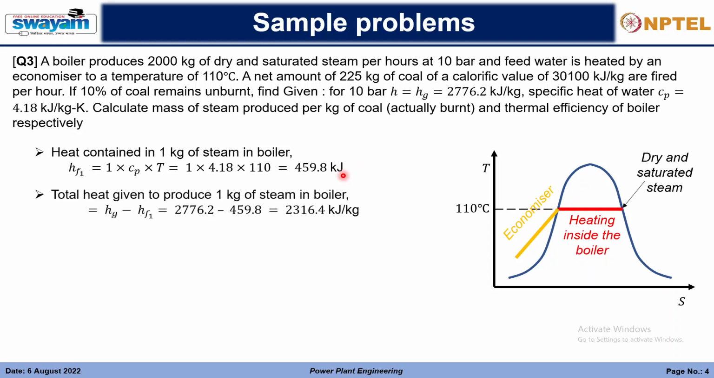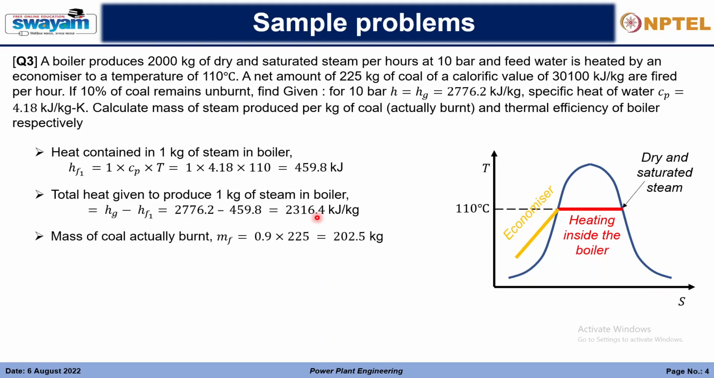Next we will calculate the total heat given to produce 1 kg of steam in boiler. So the total heat that is being supplied by the boiler to convert the water into steam will be from this particular state to this particular state, right? So this is vapor state, that is Hg, and this is HF1, that is feed water at liquid state but at the boiling temperature. So we will simply subtract it, Hg minus HF1, and accordingly we will get the heat given to produce 1 kg of steam in the boiler.